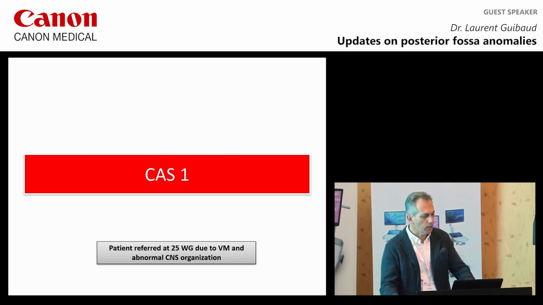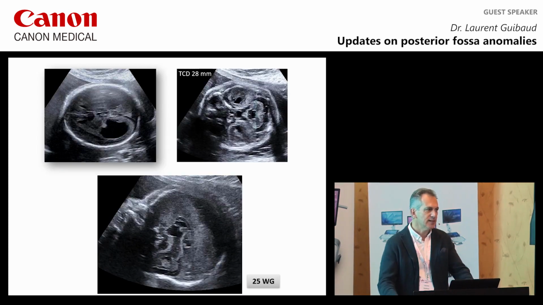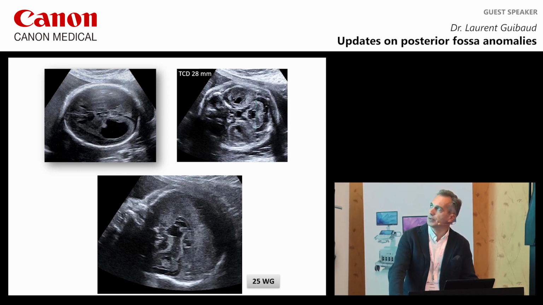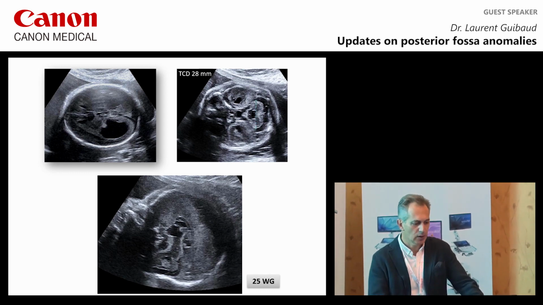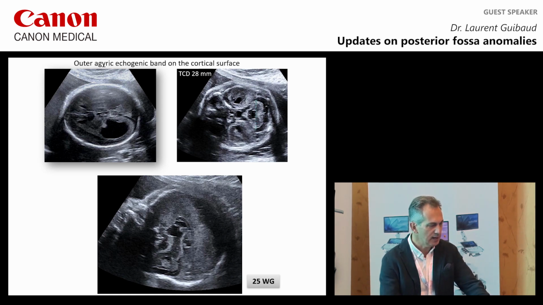This patient was referred at 25 weeks due to ventriculomegaly and abnormal CNS organization. These are two axial views of the supratentorial structures and the posterior fossa, and the mid-sagittal view. We are at 25 weeks of gestation. What do you think about the operculation of the Sylvian fissure? You cannot see, in fact, the Sylvian fissure.